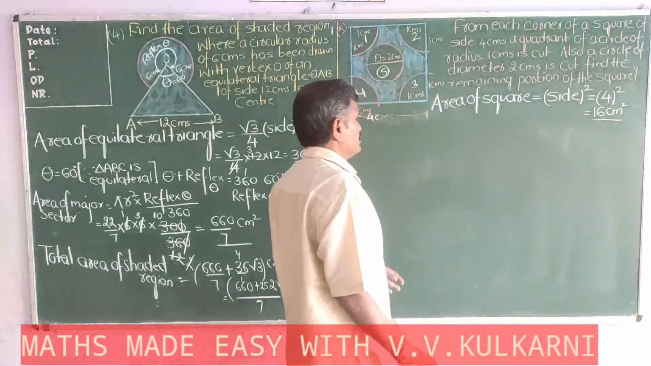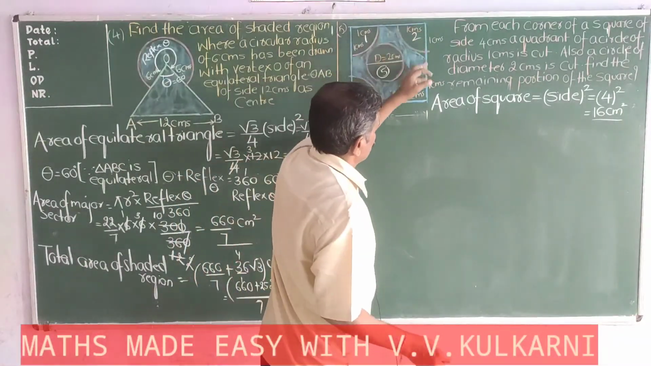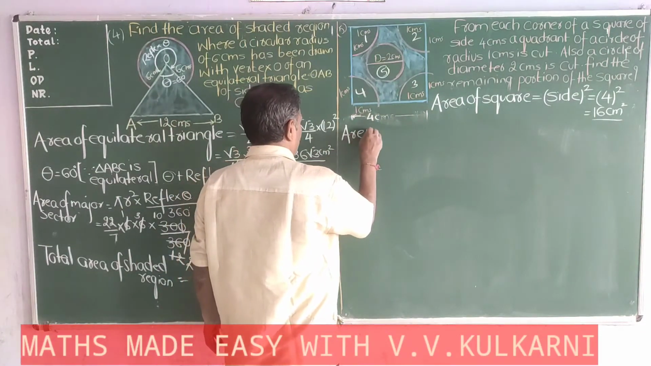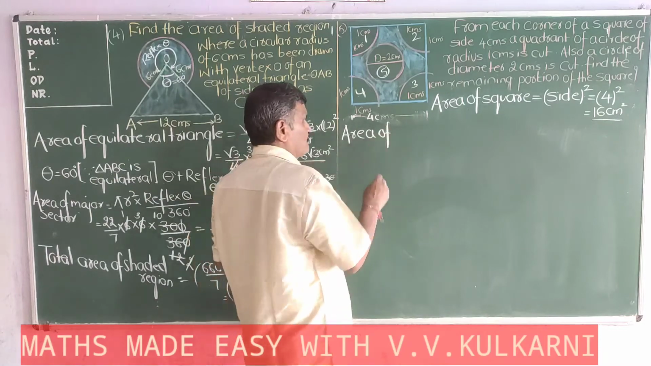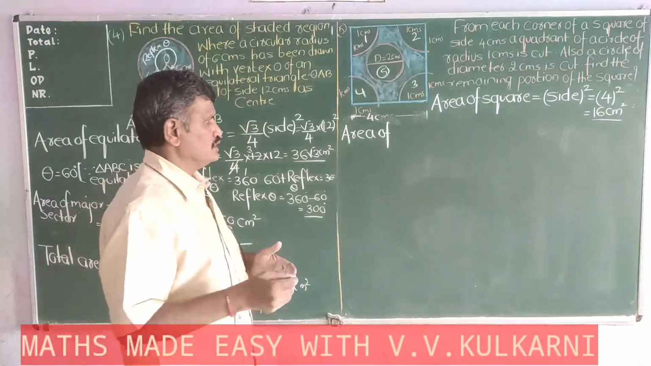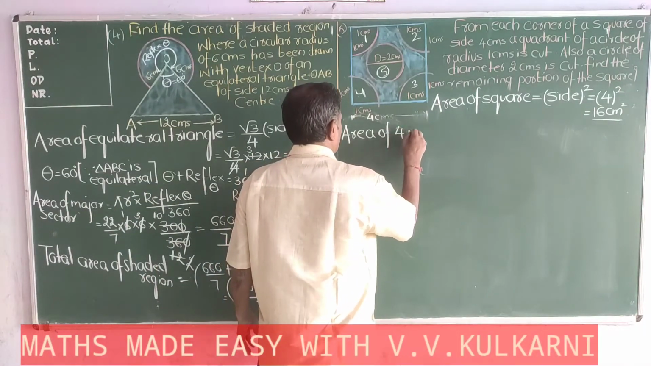So what is this, children? This is the area of the square. Now I will find out the area of 4 sectors or 4 quadrants. Area of 4 quadrants. See, if you divide this problem into very simple steps, then you will get more marks.